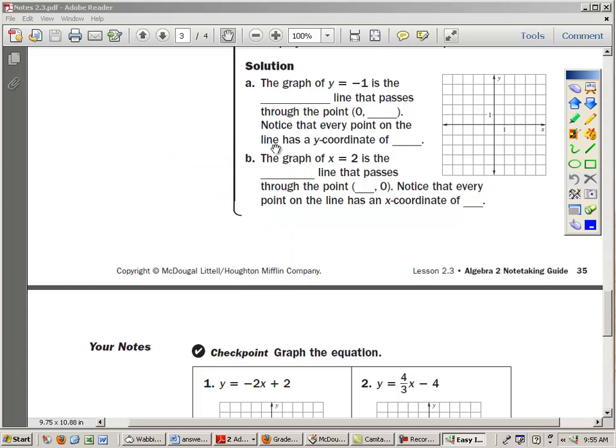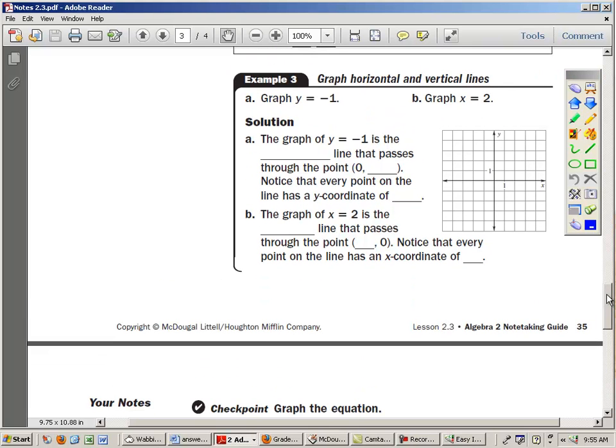Graph y equals -1. Because it says y equals a constant, the graph of y equals -1 is a horizontal line that passes through the point 0, -1. So here's 0, -1, and it's a horizontal line that passes through here. And so there's the line y equals -1.